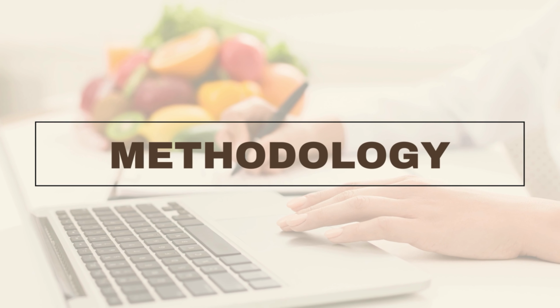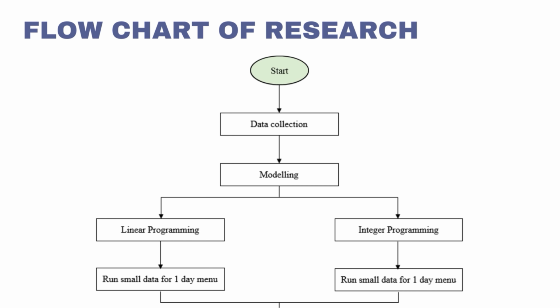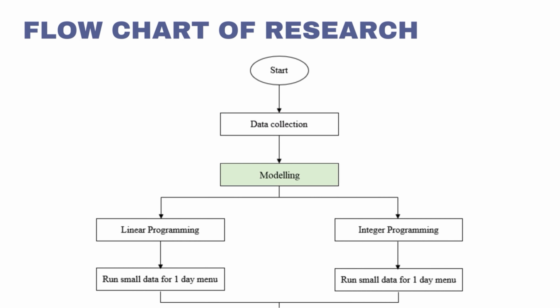We will now turn our attention to the methodologies employed to achieve the goal. This flowchart outlines the systematic approach taken to achieve the research objective. First, the research starts with data collection, in which the information on foods and nutrients for postpartum mothers was obtained. Mathematical modeling was carried out in the next step, which involved the techniques of linear programming and integer programming.